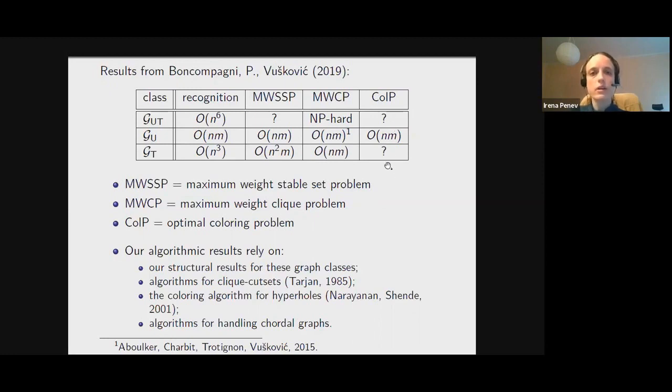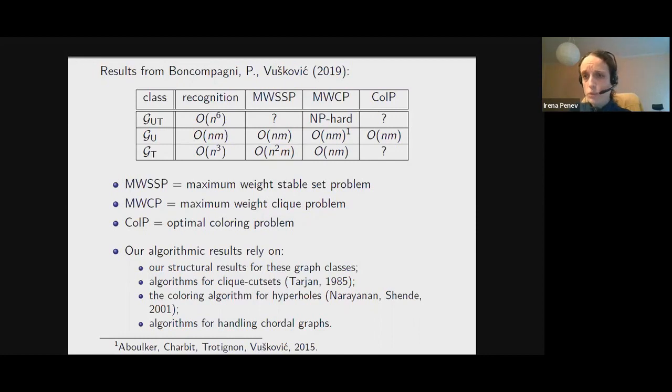And then for coloring, well, it's known for these universal wheels, right? The one that contains universal wheels, but no other Truemper configurations. And what we had was question marks for the other 2 classes. And how did we do this? Well, obviously, we use our decomposition theorems.